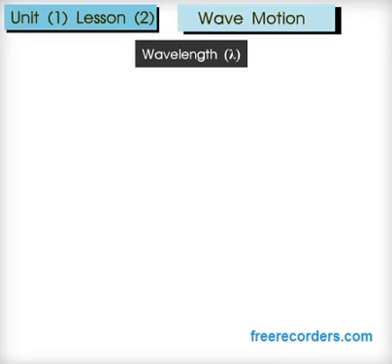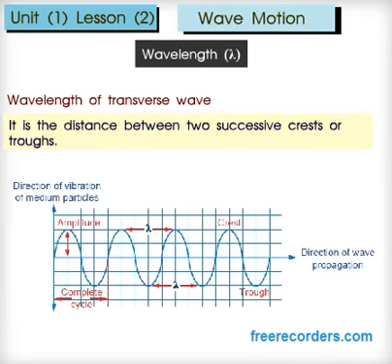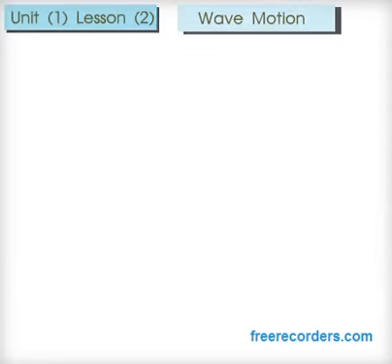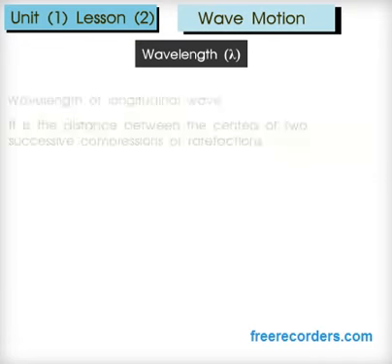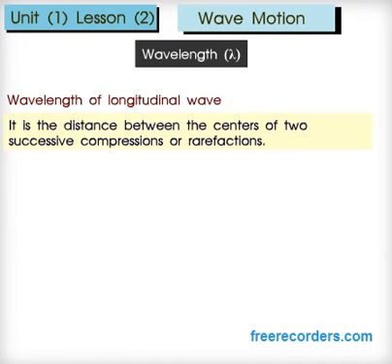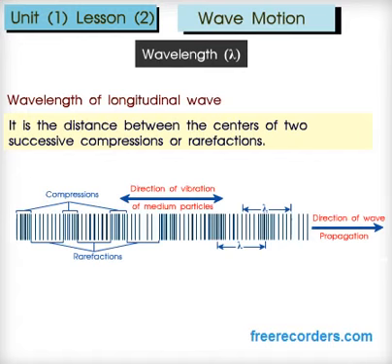Wavelength. Wavelength of transverse wave. It is the distance between two crests or troughs. Wavelength of longitudinal wave is the distance between two compressions or rarefactions.